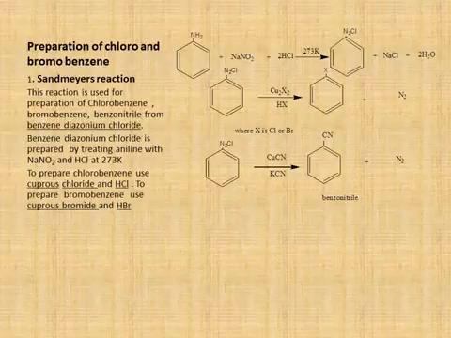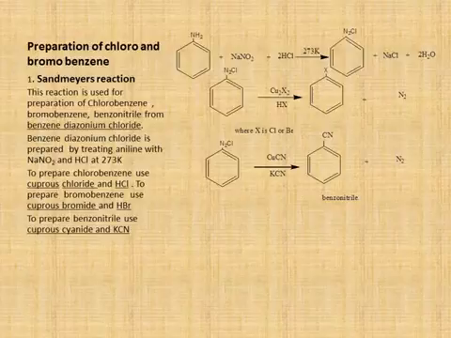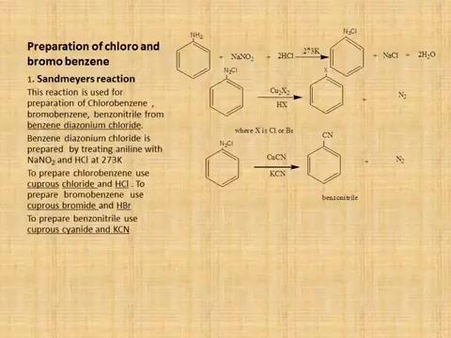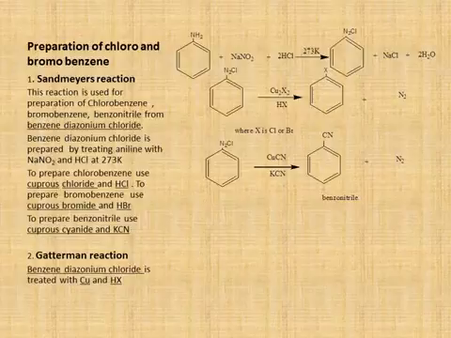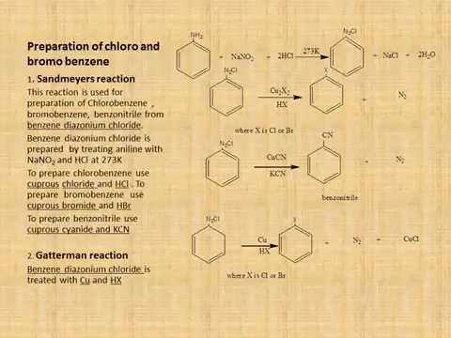Now, benzonitrile can also be prepared by Sandmeyer's reaction. For this, use benzene diazonium chloride with cuprous cyanide and potassium cyanide. In Gattermann reaction, benzene diazonium chloride is treated with copper and HX. Chloro and bromobenzene can be prepared.